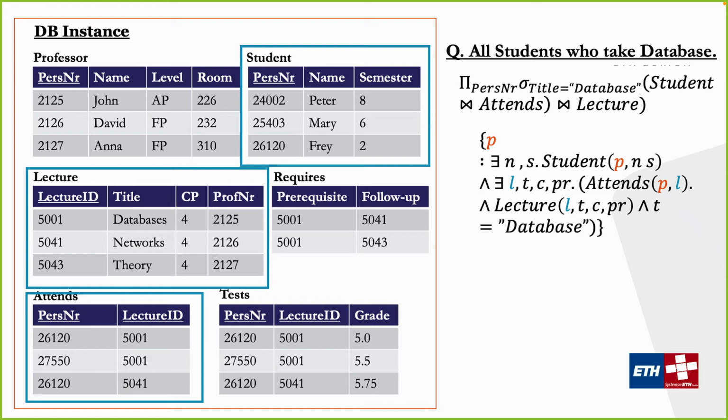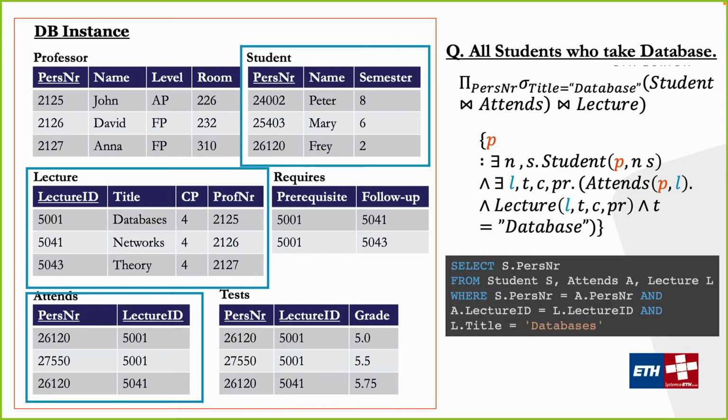Equivalently, you can write a relational calculus query that looks like this, right? This is actually a logical formula, so it's very natural to parse. In practice, in a database system, you can write this down as something like this: you select your information from three different places: the students, the attendance, and the lecture, right?